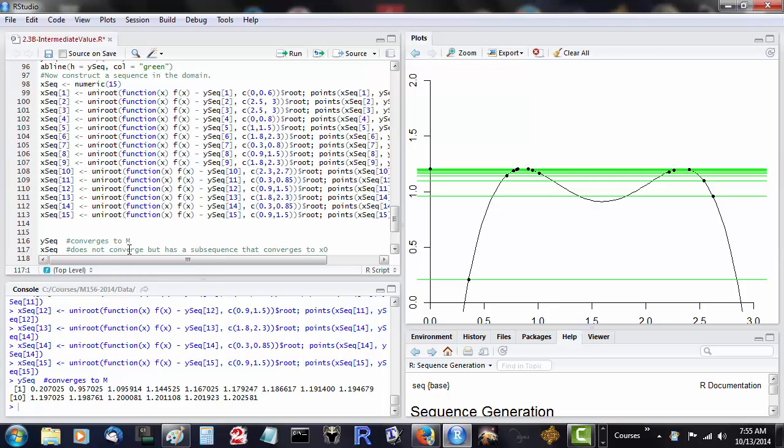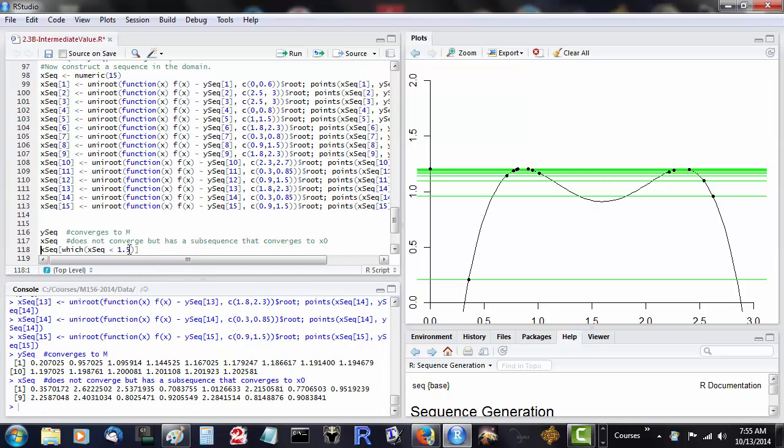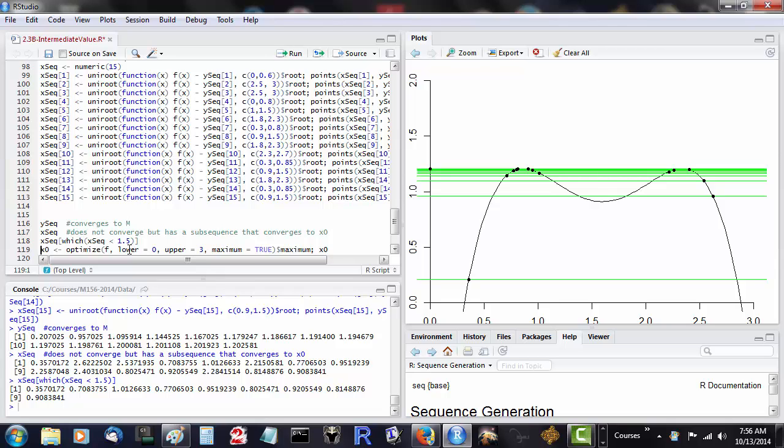It's obvious from looking at the points and thinking about their horizontal coordinates that the sequence of x values doesn't converge. If you look at that sequence, it bounces all around, going back and forth between values that are less than 1 and values that are greater than 2. But Bolzano-Weierstrass comes to the rescue. It has a convergent subsequence, and all I have to do is look at the elements of that sequence where the value is less than 1.5.